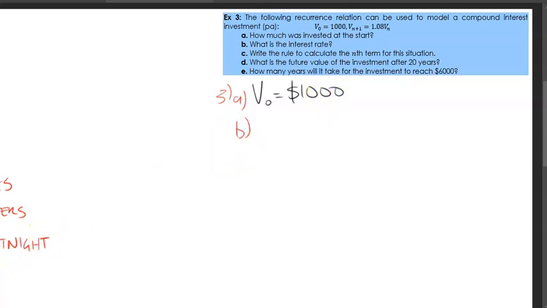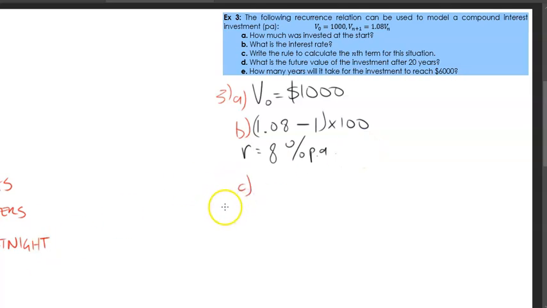What is the interest rate? Very simple. The interest rate, we know what the common ratio is. So to get our interest rate, remember I always go 1.08 minus 1 and times this by 100. So our interest rate in this case is 8% per annum. And this is small r.